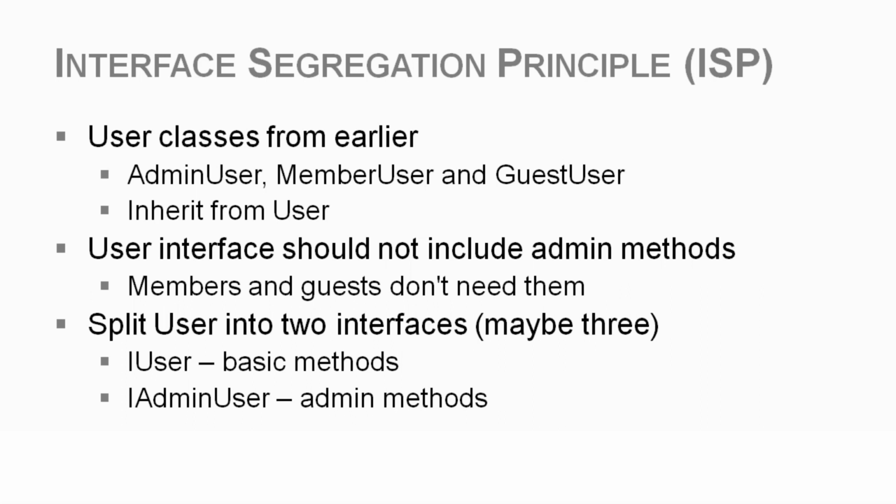implement that interface. So we split the user interface into perhaps two interfaces, one for admin and one for the other users. Or maybe we really need three, one for admin, one for member, and one for guest user. So we end up with an IUser interface, which has the basic methods, and an IAdminUser, which has the admin methods. And then we have our user class that implements those two interfaces.